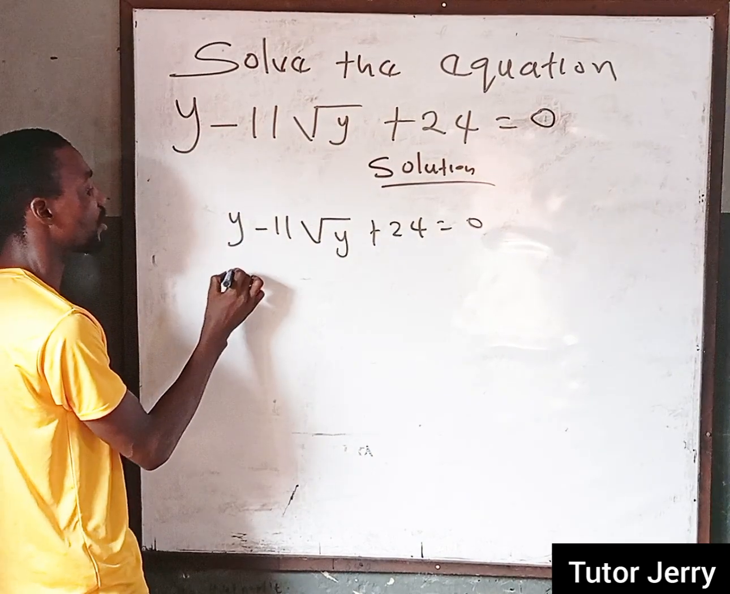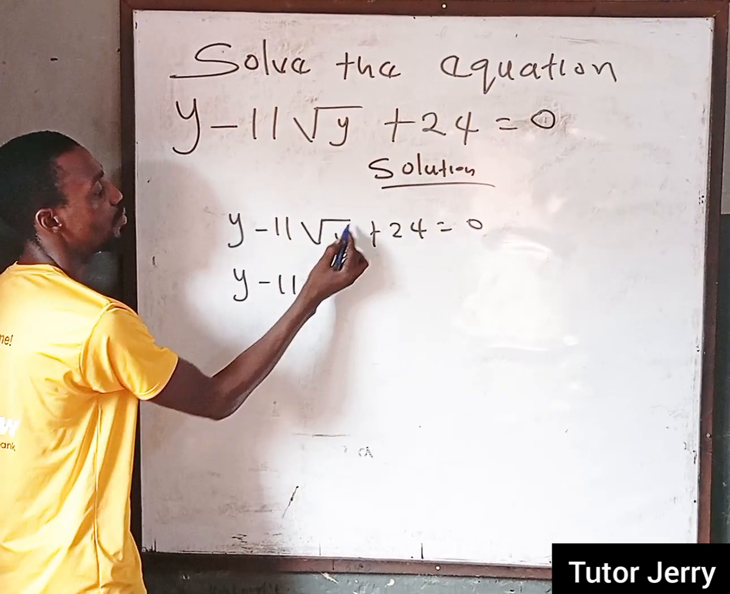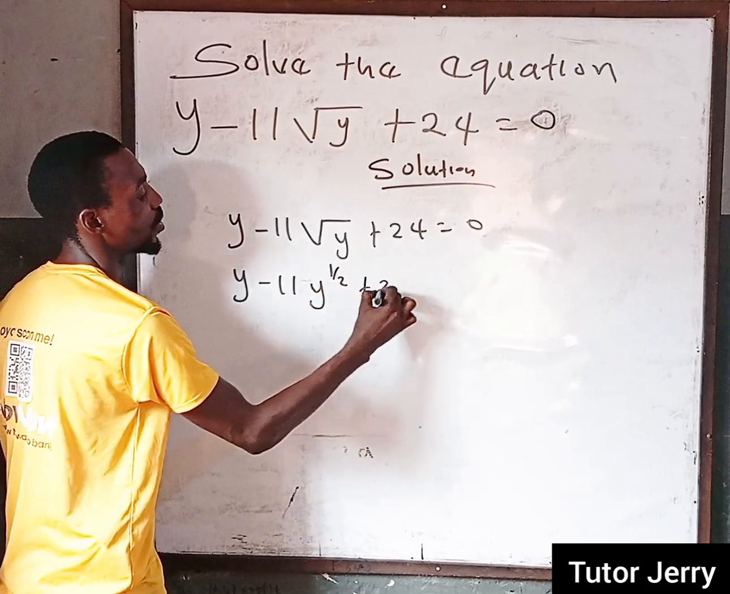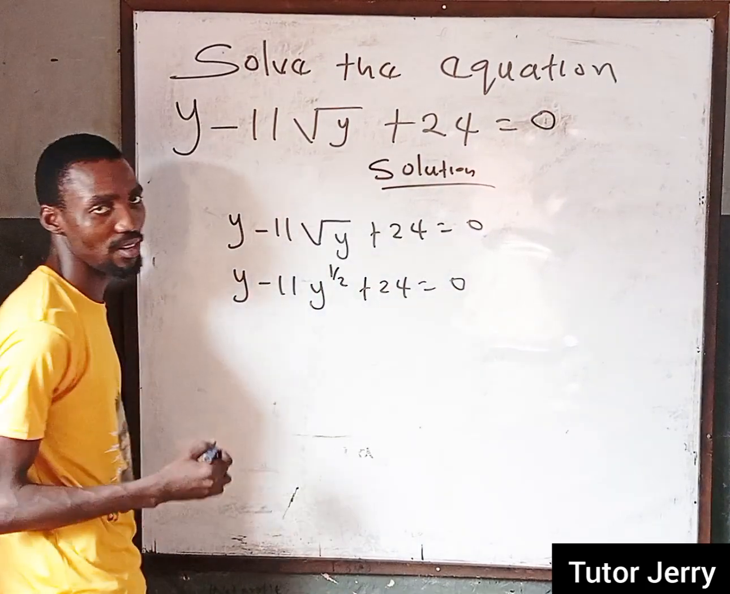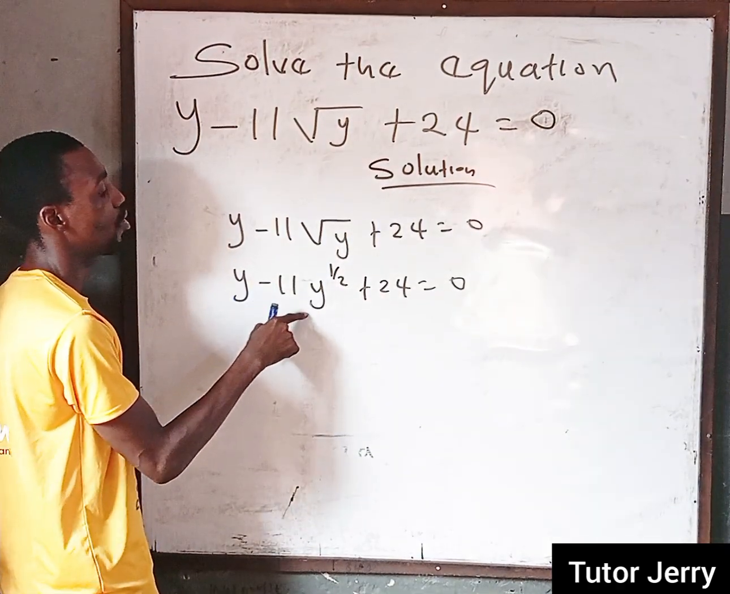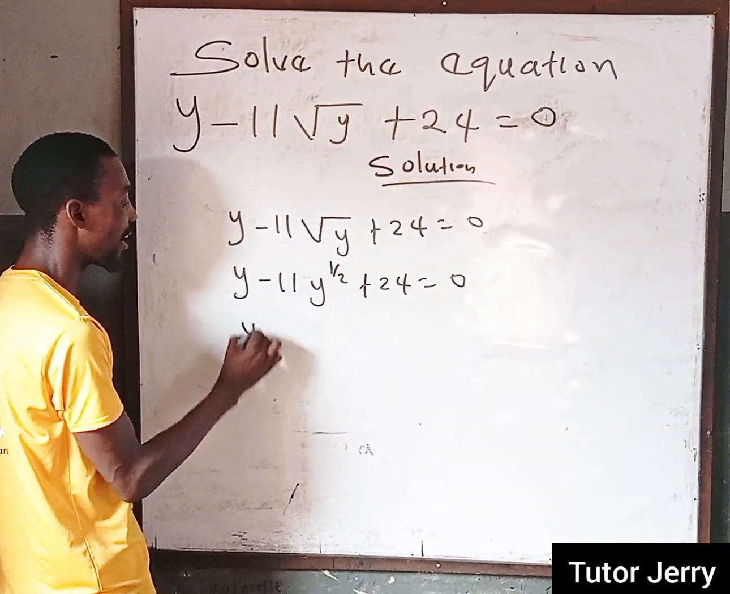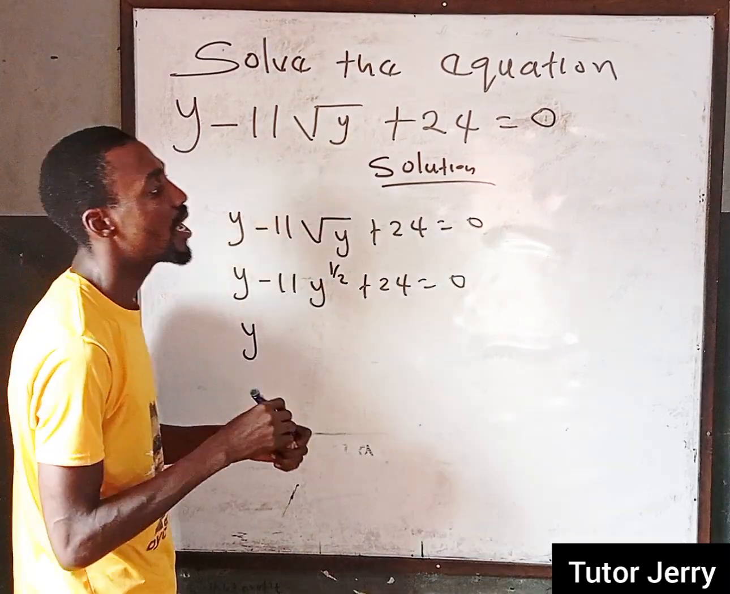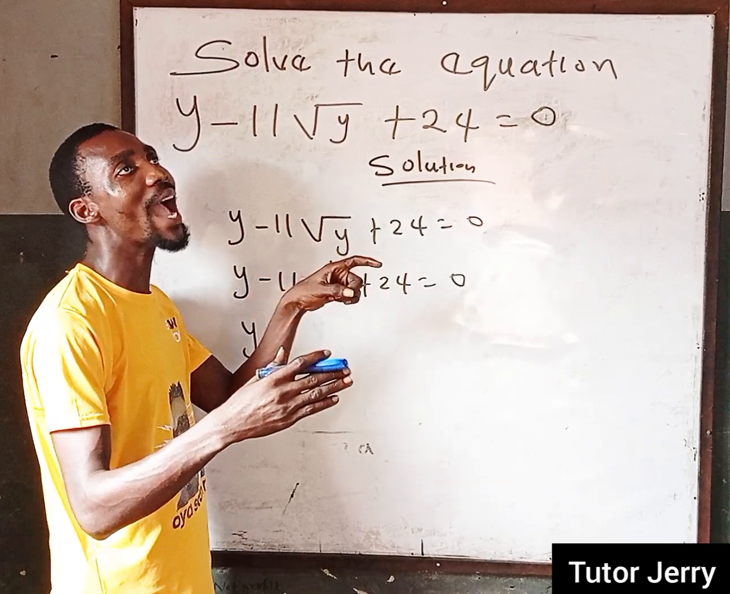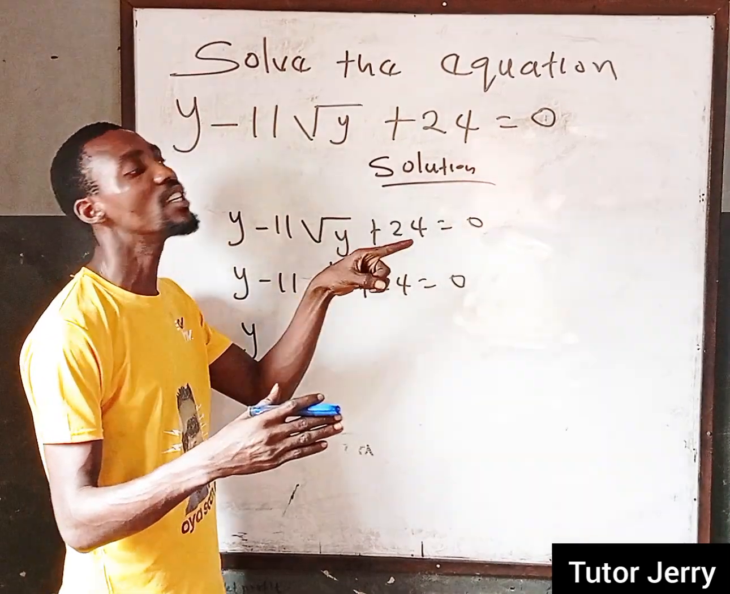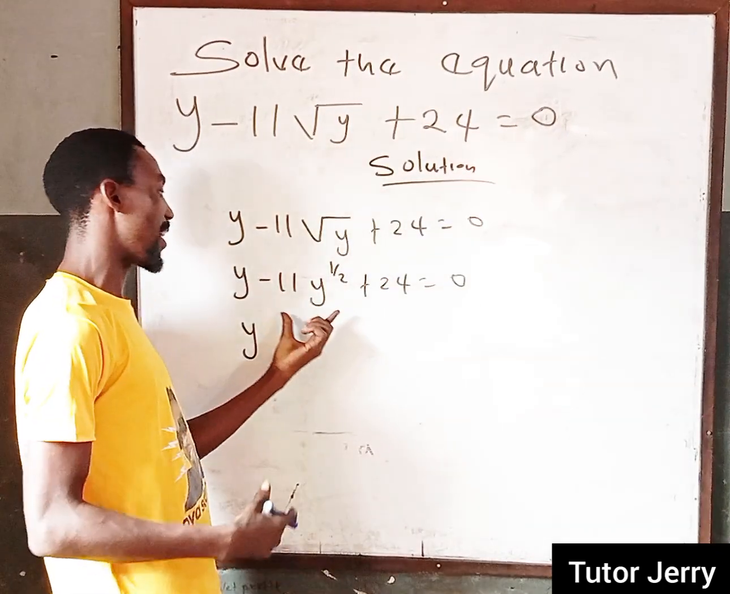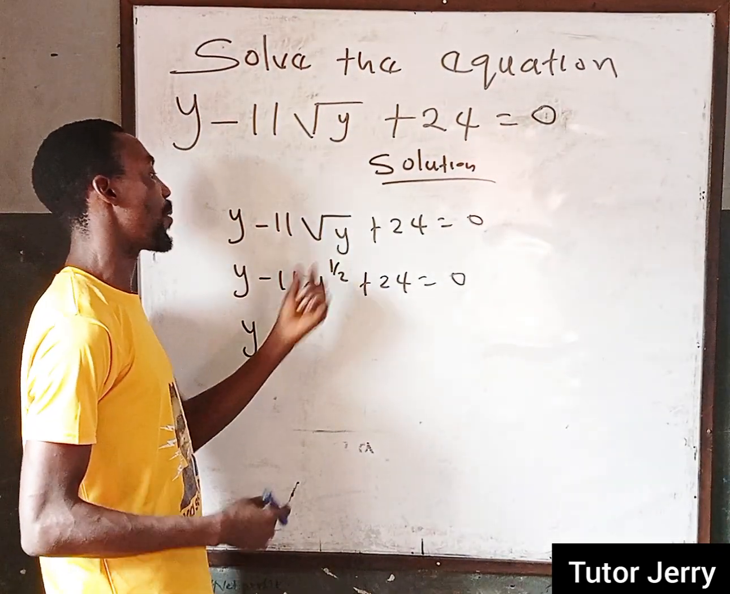Alright. Now look at this. We can write this equation as y minus 11, and we know that root y is the same as y to the power 1 over 2, plus 24 equals 0. Now, if we look at our minus 11 y to the power 1 over 2, if we add minus 8 y to the power 1 over 2 and minus 3 y to the power 1 over 2 together, we are going to get minus 11 y power 1 over 2.